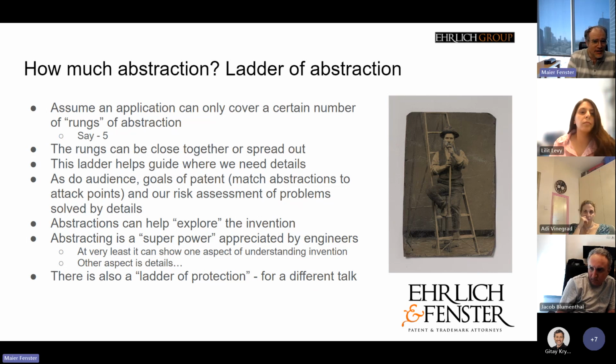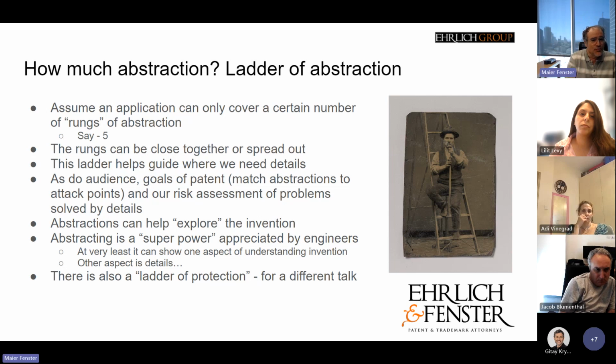As a general guideline, I'd like to suggest what I call the ladder of abstraction. Let's assume that an application can only cover a certain number of rungs of abstraction. And I'm proposing the number 5. Okay? Abstract, more abstract, more abstract, more abstract. And you can put these rungs close together or far apart. And wherever you have one of these rungs, you need more details in order to support the abstraction.